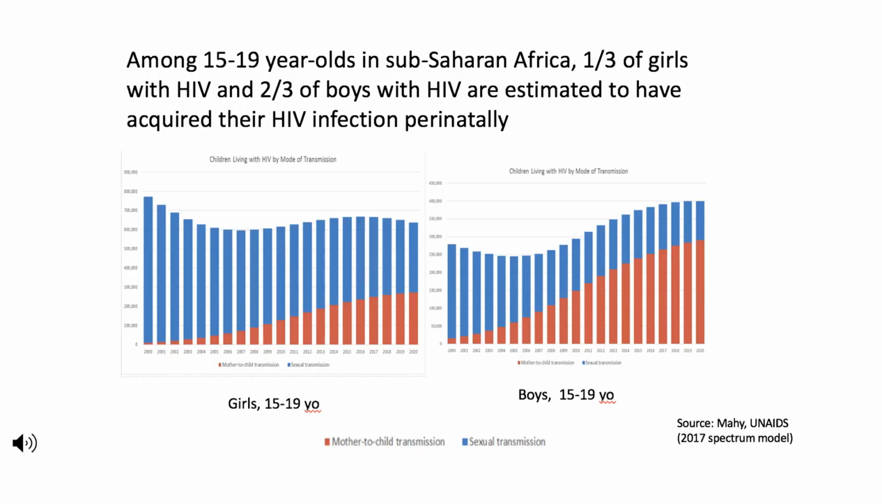This slide provides a visualization of the distribution in perinatal versus sexual modes of transmission in African adolescents. Among 15 to 19-year-olds in sub-Saharan Africa, one-third of girls with HIV and two-thirds of boys with HIV are estimated to have acquired their HIV infection perinatally.